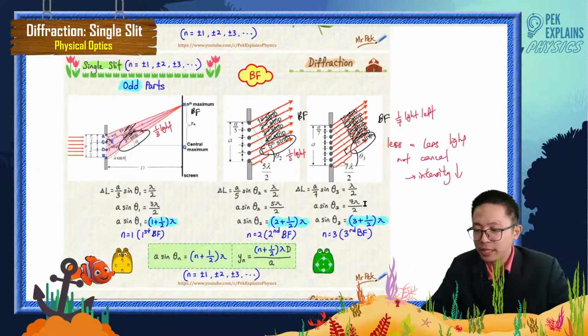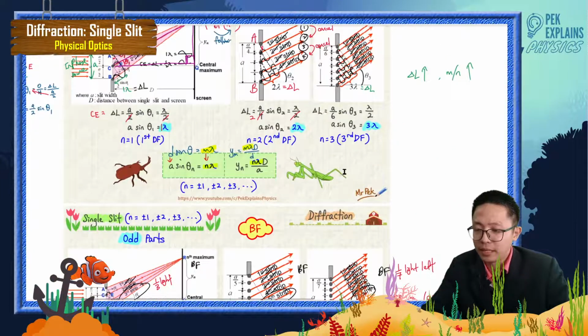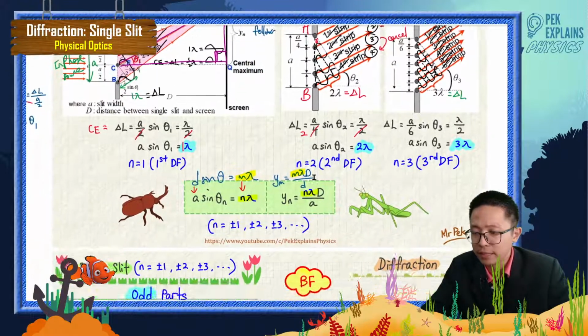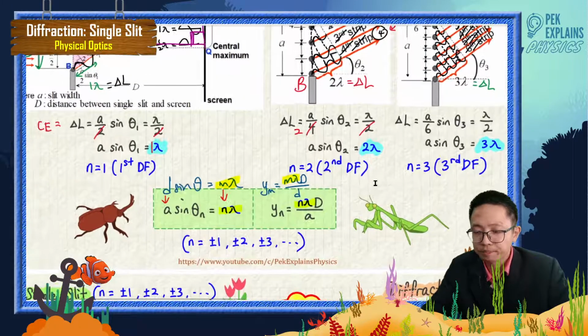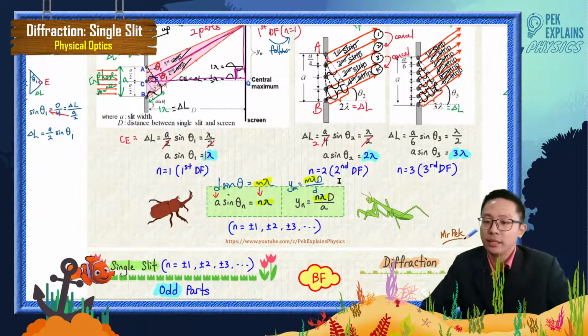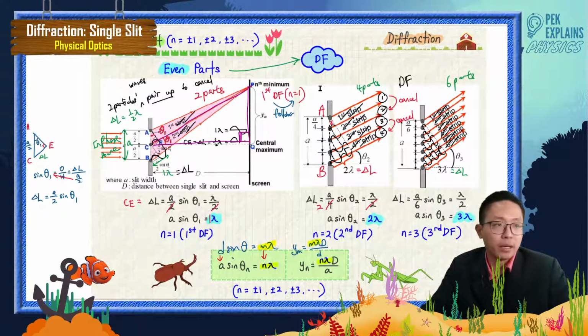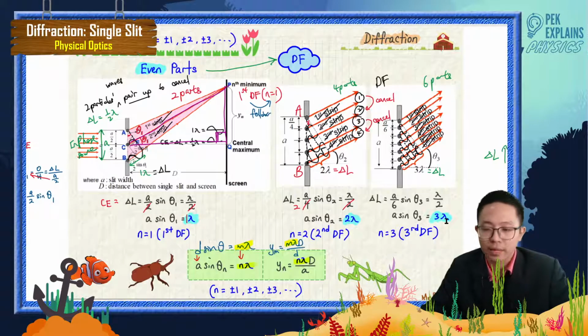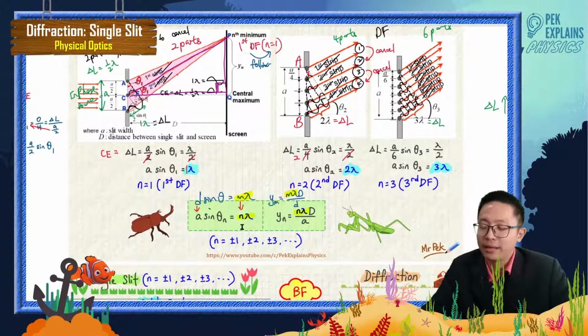After that, we will explain the odd parts again. Now, for the equations: I already told you the light cancels each other because of half lambda. So as you can see, this is the dark fringe formula. A sin theta equals 1 lambda, A sin theta equals 2 lambda, and then A sin theta equals 3 lambda. So you can say 1 lambda, 2 lambda, 3 lambda. It is in the format of n lambda: A sin theta equals n lambda.